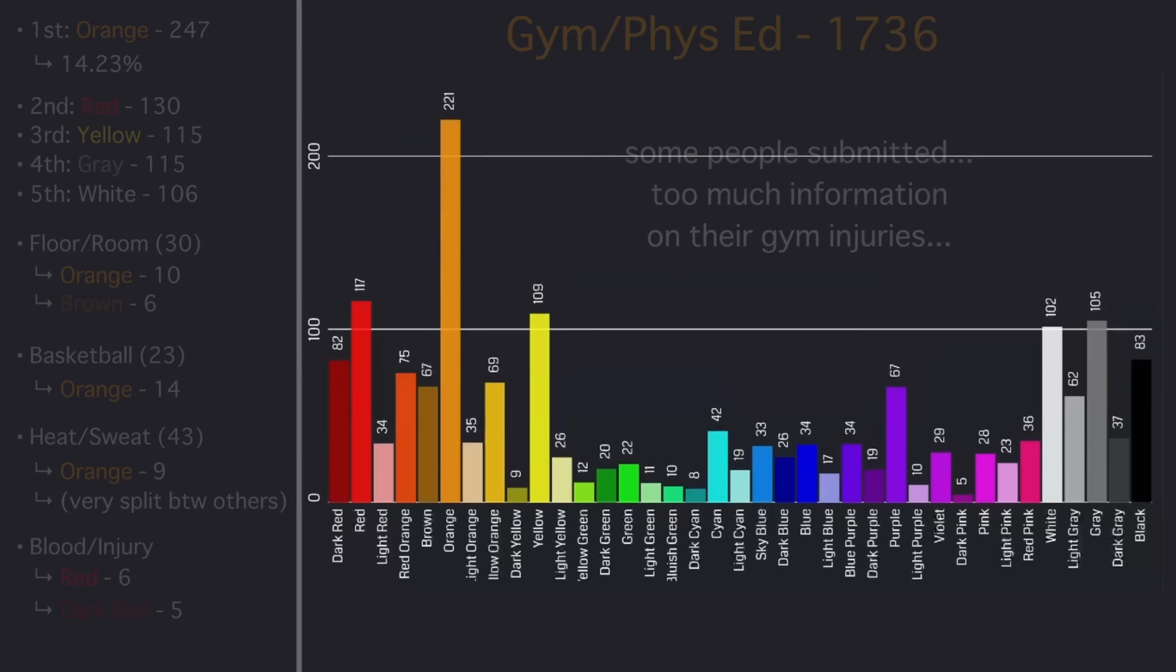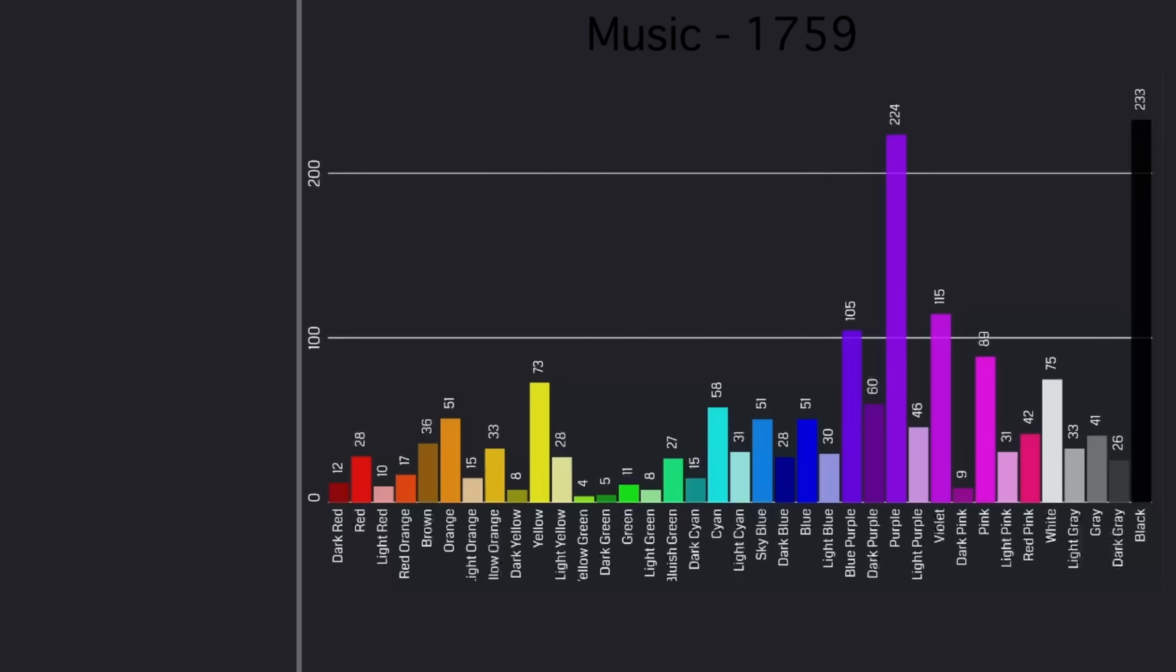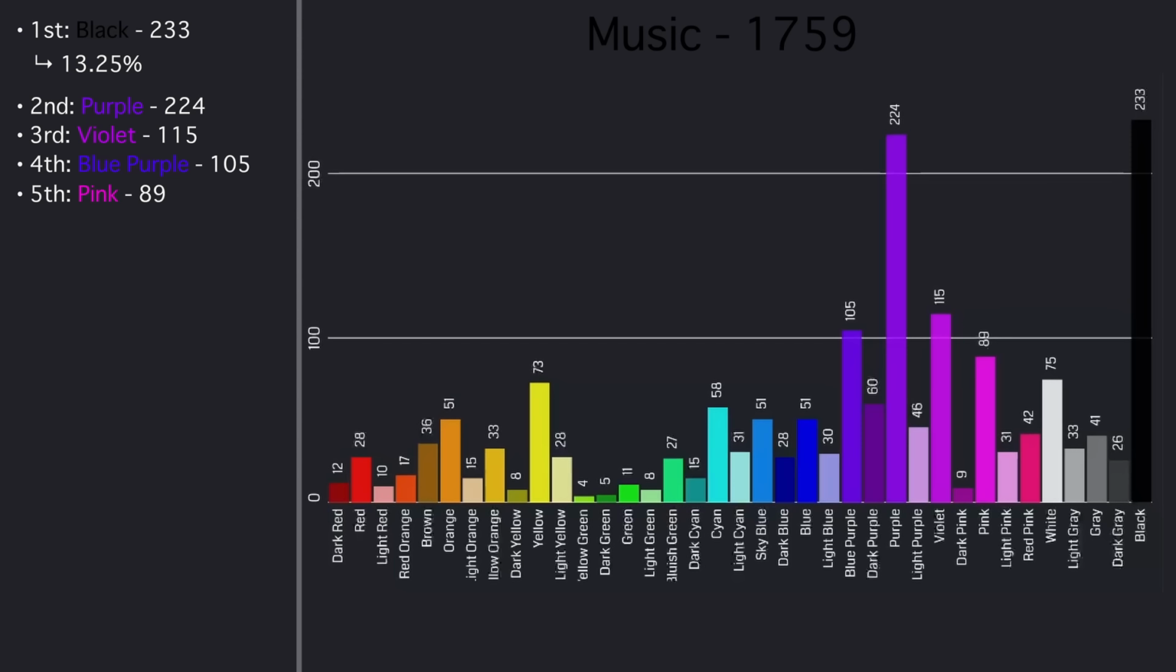Next up is music with a total of 1,759 submissions. 2 colors really rose to the top, with black in first with 233 submissions and purple in second with 224 submissions, 13.25% and 12.73% respectively. After that, there's a jump down to third place, which is violet with 115 submissions, then blue-purple in fourth with 105, and pink rounding out the top 5 with 89.